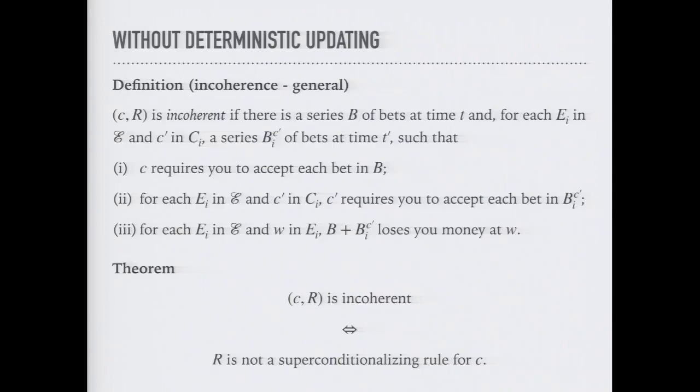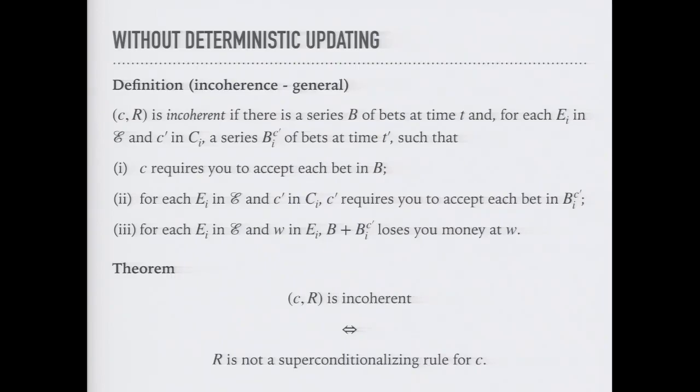What sort of bets is it legitimate to make? What sort of series of bets is it such that if they lose me money for sure, that will show that I'm irrational? What sort of series of bets is it that reveal my irrationality? So here's a reasonable thing.